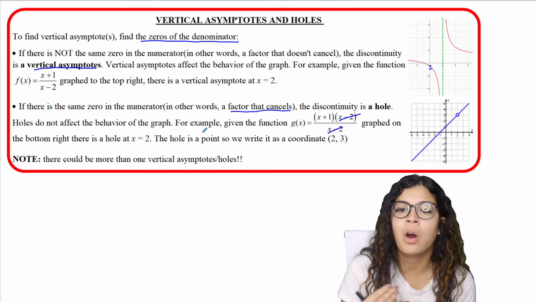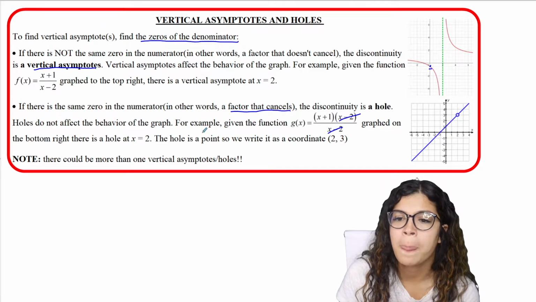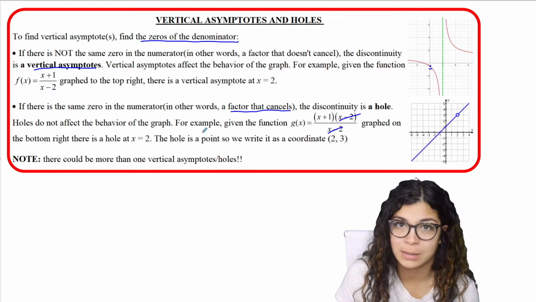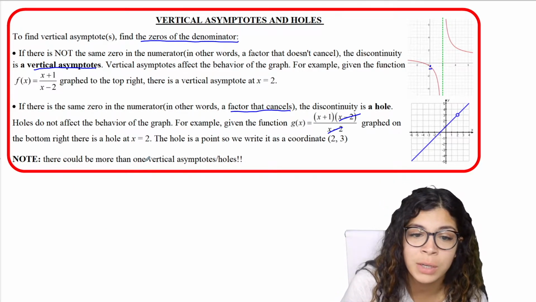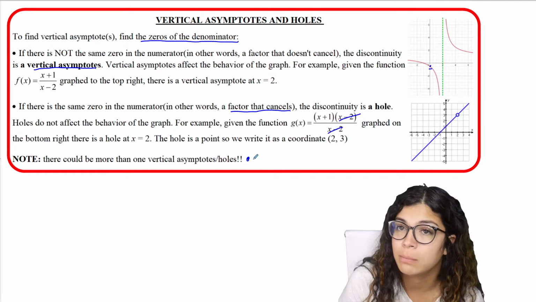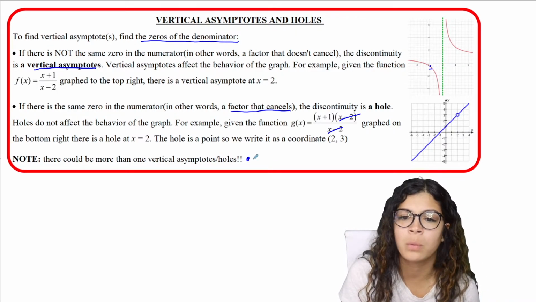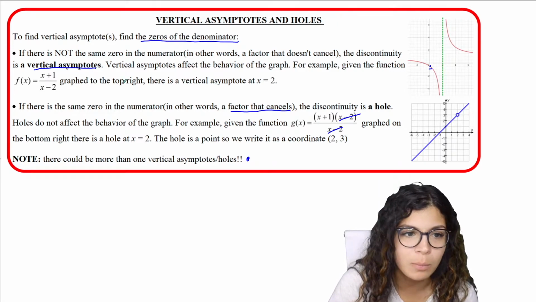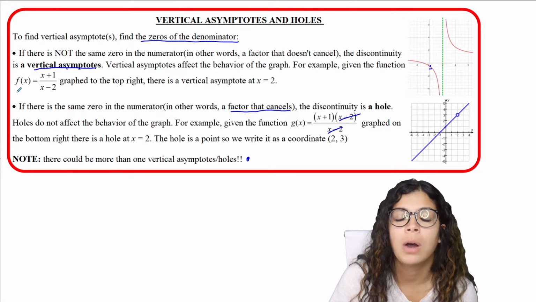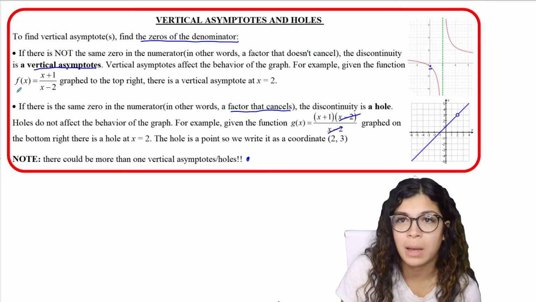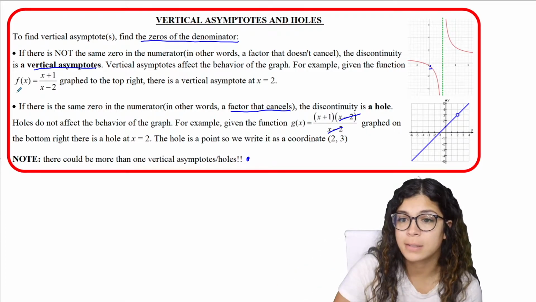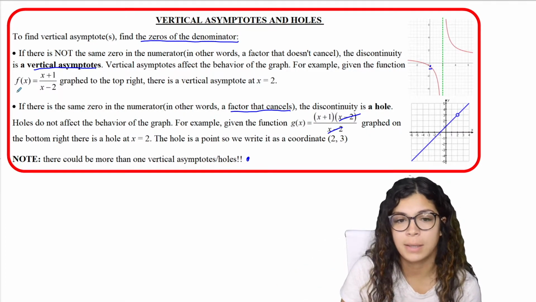But if you aren't able to cancel that factor, then it's going to be a vertical asymptote. Now, the important thing to know here is that you could have more than one, okay? You can have more than one vertical asymptote. It's whatever values, or holes, whatever values make the denominator 0. If that factor cancels out, it's a hole. If it doesn't cancel out, it's a vertical asymptote.